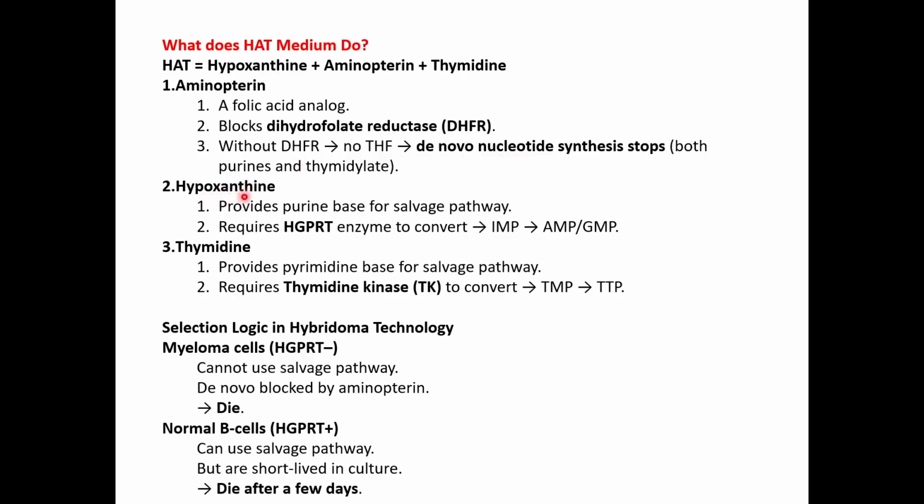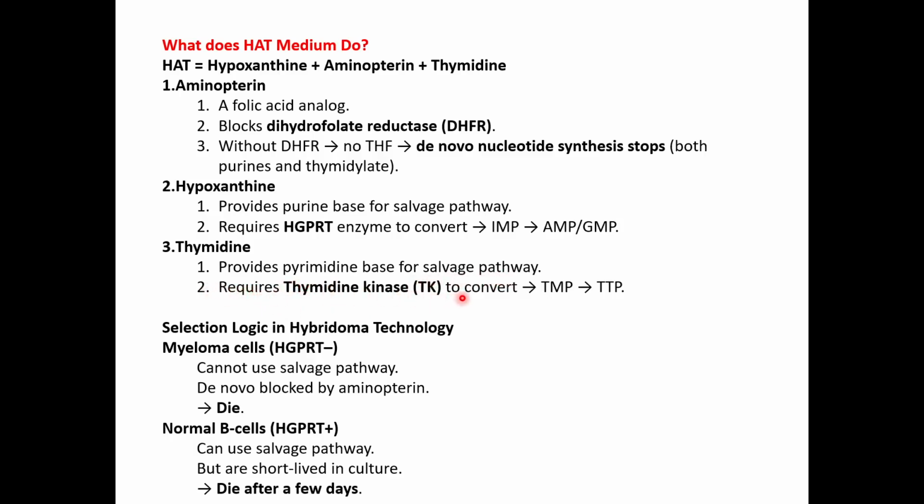Then we have hypoxanthine. It provides the purine base for the salvage pathway. So when the salvage pathway is active, it needs something from which it can recycle. So this provides that purine base, and it requires the HGPRT enzyme to convert it to IMP or GMP. Then thymidine. Thymidine provides the pyrimidine base for the salvage pathway.